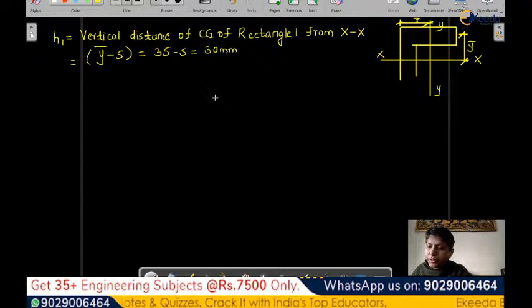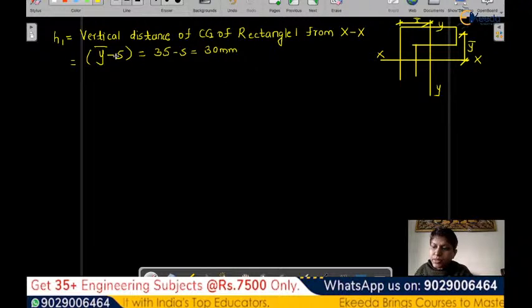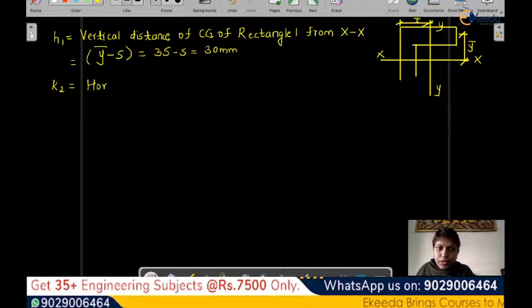So this is our H1, and then let's see what K2 is. K2 is the horizontal distance of CG.